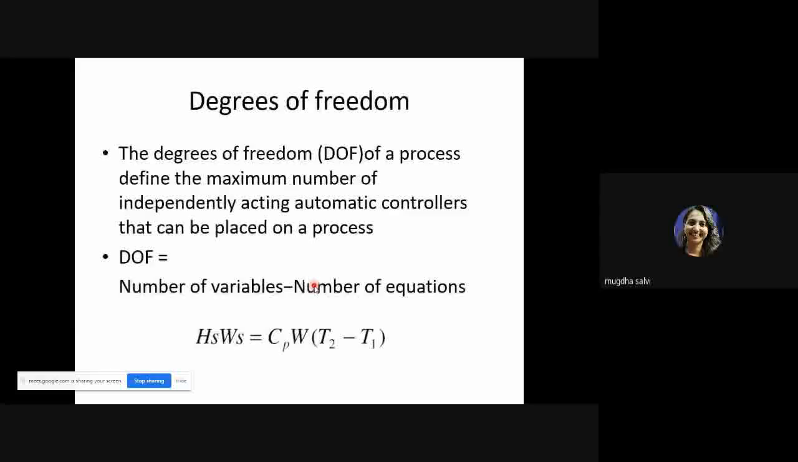And then if we try to calculate what would be the degrees of freedom for this steam heater, we have four variables, one governing equation. So what was the formula? Number of variables minus number of equations. Okay. So if I have four system variables and one governing equation, then automatically my degrees of freedom is equal to 3. Right?